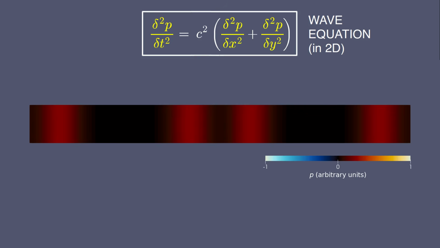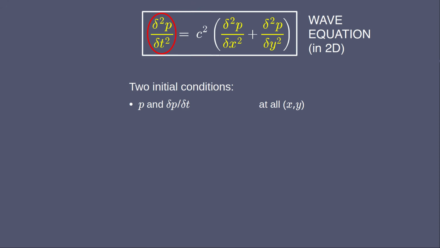Hang on, what's gone wrong here? Surely the physics shouldn't depend on when we start the simulation. Well, because of the second derivative of time in the wave equation, we need to specify two sets of initial conditions. Just having a snapshot of pressure at one point in time is not sufficient to pin down what's going to happen. We need to specify pressure and rate of change of pressure, or pressure and particle velocity, or something equivalent.